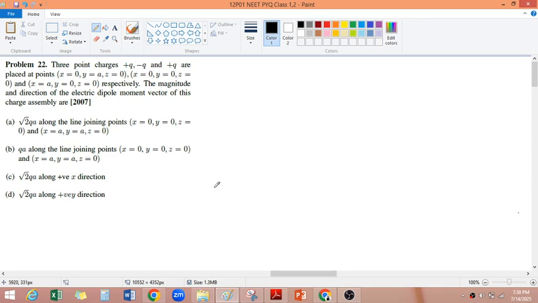Three point charges plus q, minus q and plus q are placed at points x is equal to 0, y is equal to a, z is equal to 0; x is equal to 0, y is equal to 0, z equal to 0 for minus q. Okay, I see z is equal to 0 everywhere, so that means I can plot only x and y alone. So let me plot x and y.